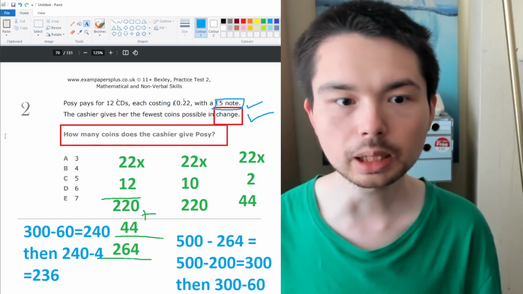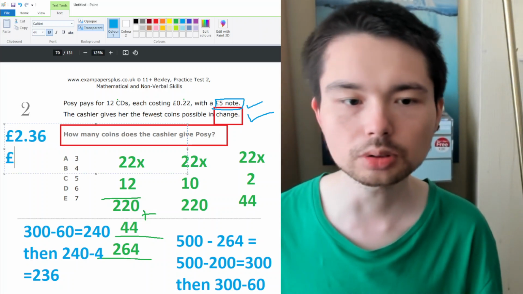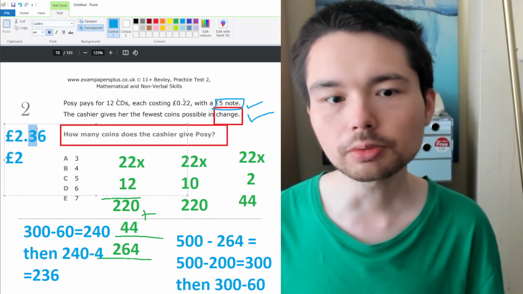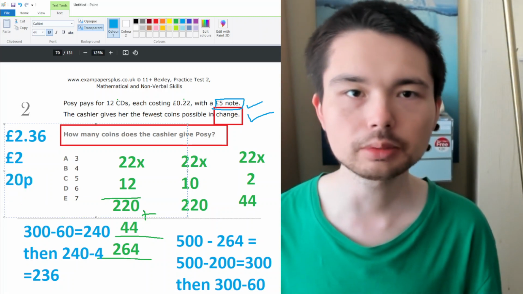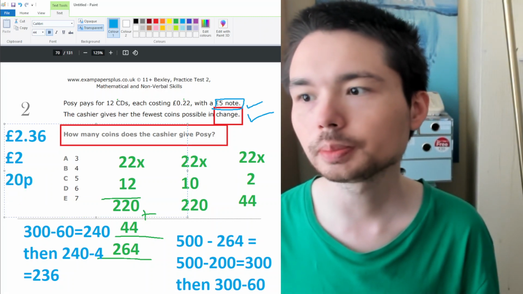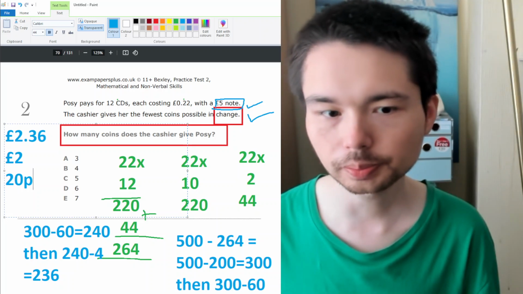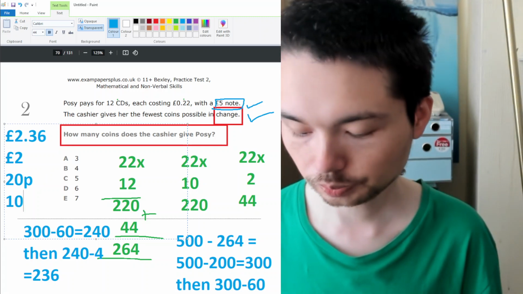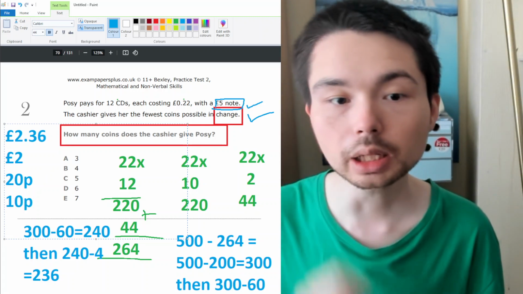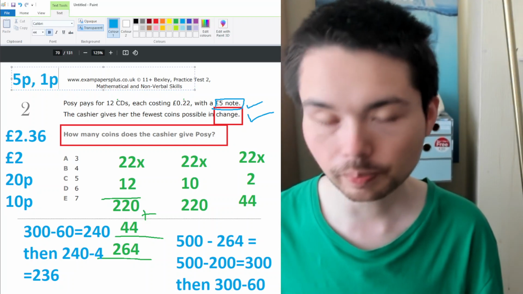Well, if we look at £2.36, let's just write it like this. How many coins? Well, we need a £2 coin. Next, we need 36p. Well, how can we get that? That's like 20p. So whenever we're selecting coins, think of the minimum amount we can select. So you just choose the biggest coins: 20p, then 10p. And then how do we get 6p as the final coin? That'll be a 5p and a 1p coin.